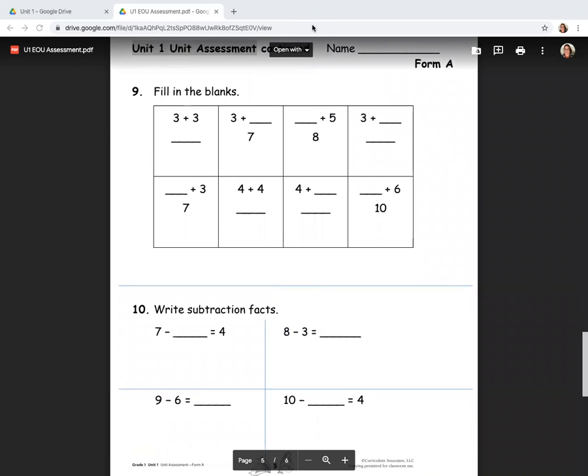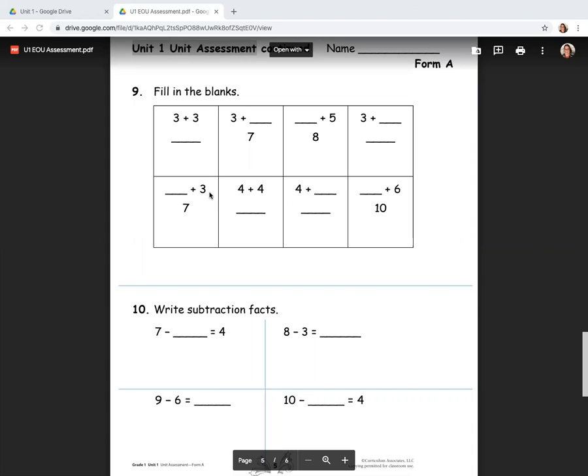Problem number 9. Fill in the blanks. Remember, this is all about patterns and numbers. Here you have 3 plus 3. Put your total here. 3 plus what equals 7? Blank plus 5 equals 8. 3 plus what equals what? Remember, you can follow patterns as you start to fill in the blanks.